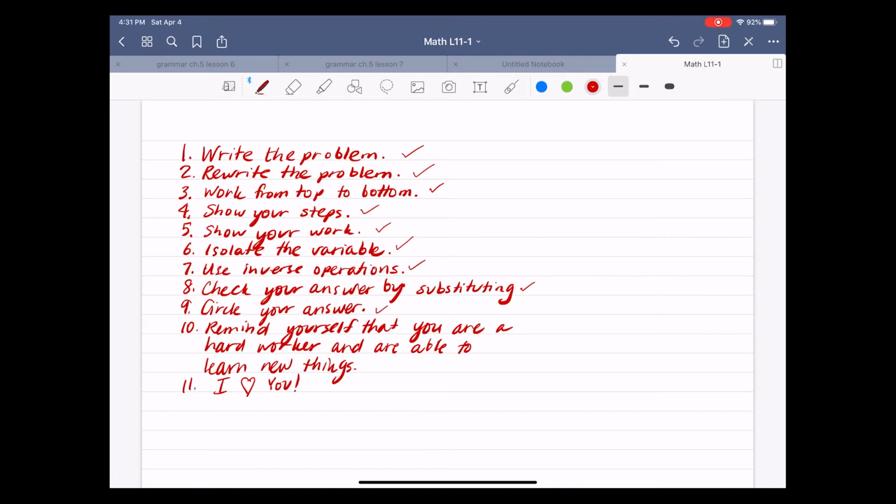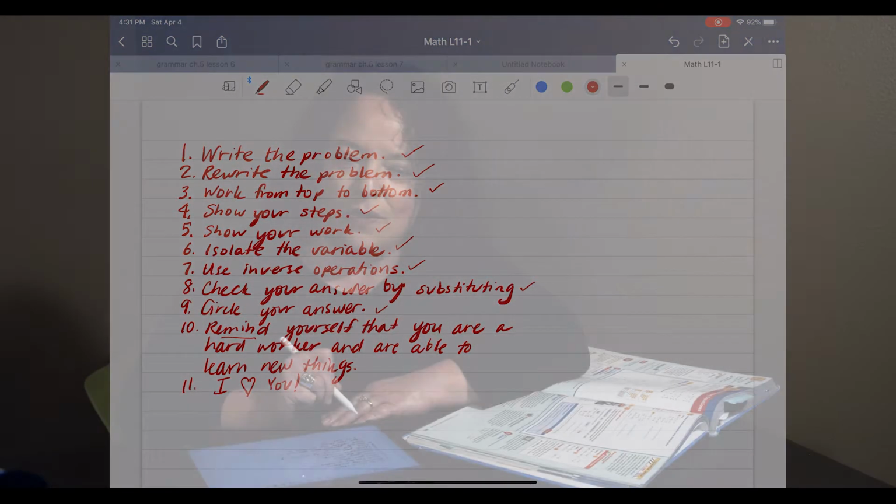Once you find an amount for a variable, you can take that answer and go back to your original problem and substitute in the new value, and it should work out. Number 9, circle your answer. And number 10, most importantly, remind yourself that you are a hard worker and you're able to learn new things. Watch what you're saying to yourself in your brain.